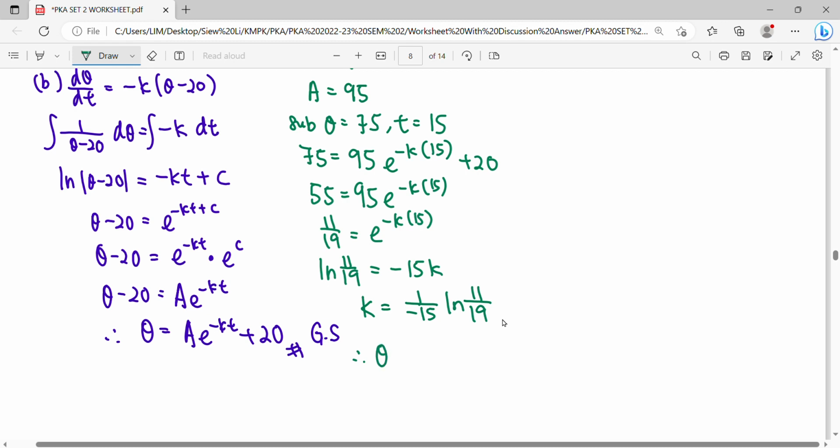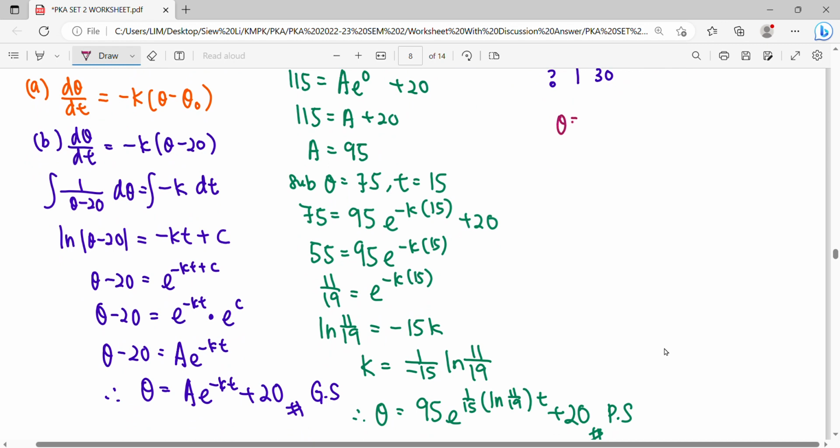So finally, the particular solution. E to the negative k, negative times negative becomes positive, so θ equals 95 e to the power of (1 over 15 ln 11 over 19) times t, plus 20. That is the particular solution. Lastly, answer the question when they want θ equals 30. What is the t? Substitute into our particular solution: 30 equals 95 e to the power of 1 over 15 ln 11 over 19 times t, where t we don't know, plus 20.